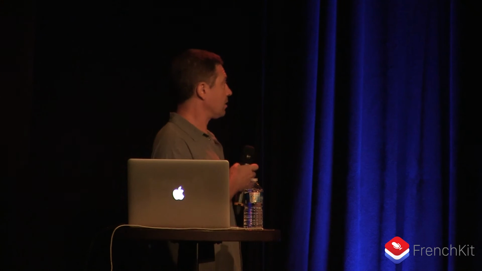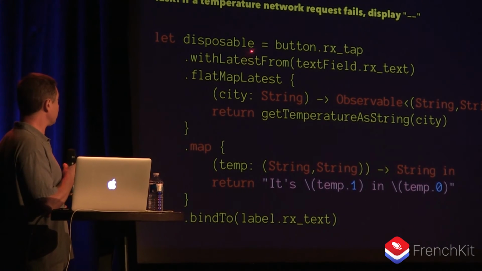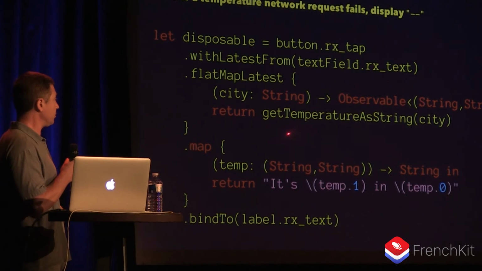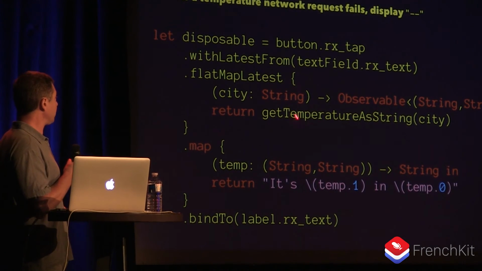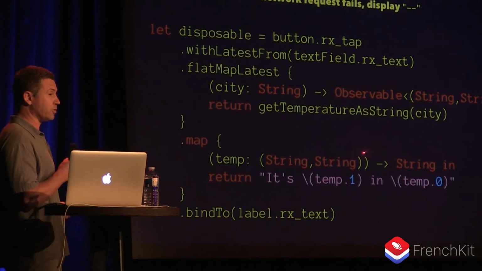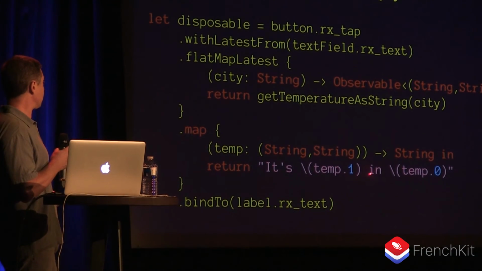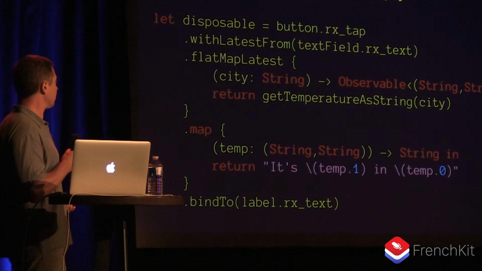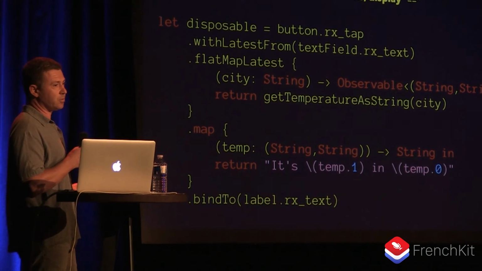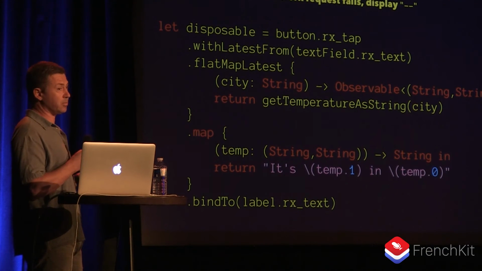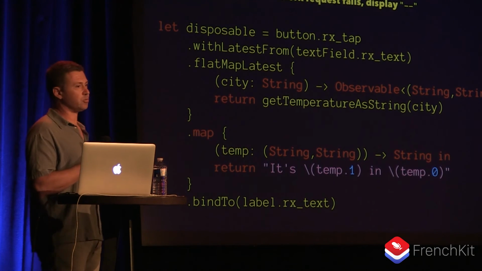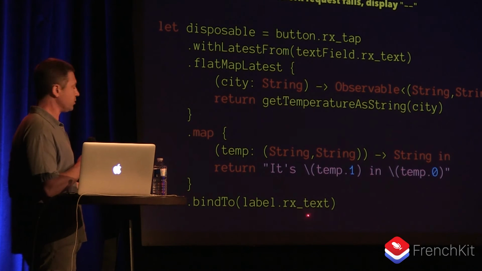And we use it this way. We again intercept tap on a button, use withLatestFrom to get the city name, flatMap to our get temperature string observable, which catches errors, and map it here. We just do a print. So if there is something wrong, it's going to read dash in Paris, which is not very useful, but we get the idea. And we bind that to the label's text.